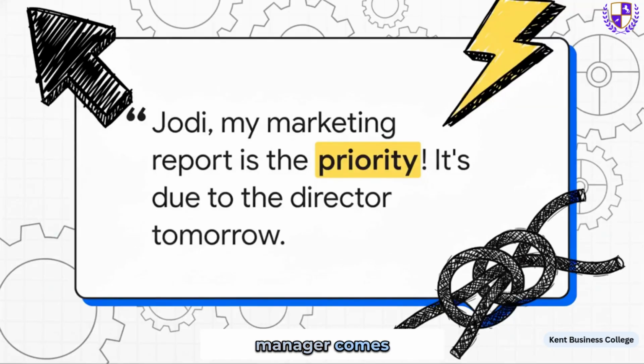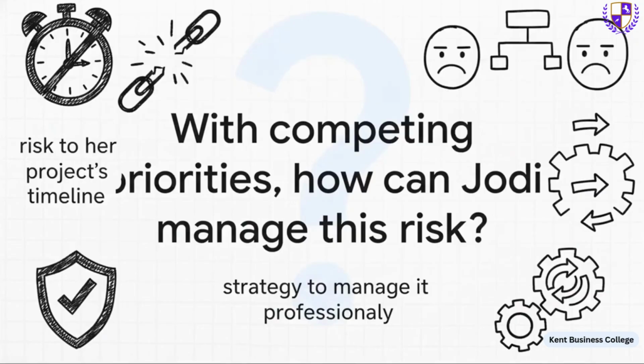Rattel, her line manager, comes over and makes it crystal clear. From her department's perspective, that marketing report is priority number one, no question. The project can wait. And just like that, Jody is stuck right in the middle, trying to please two different bosses with competing priorities. So what's the move here? What does Jody do next?